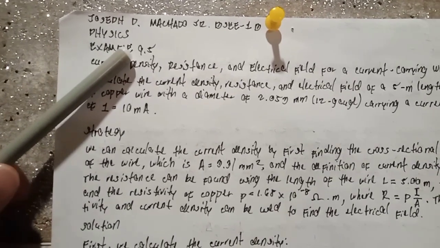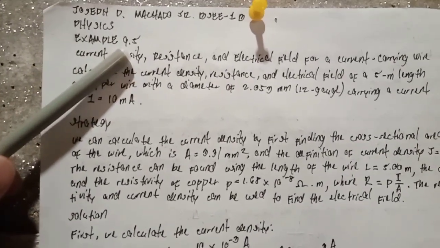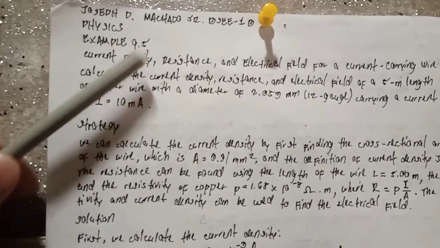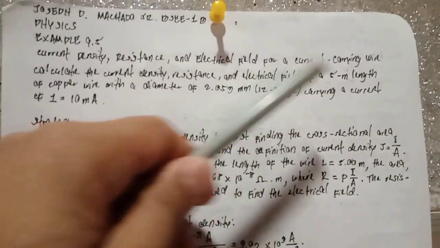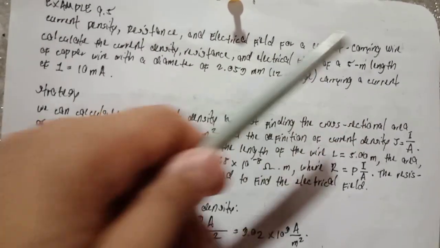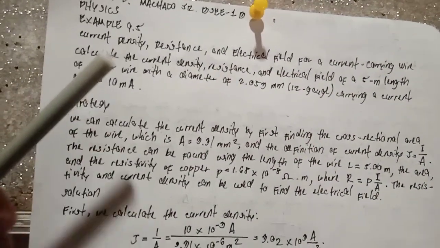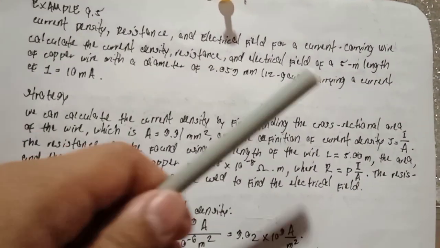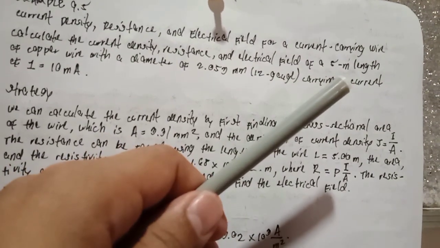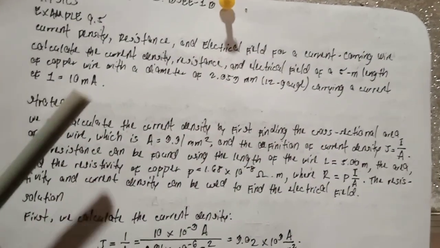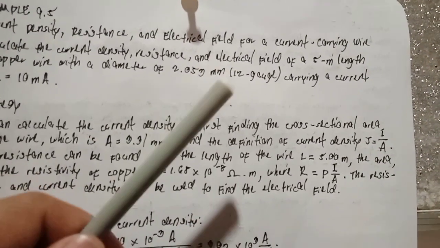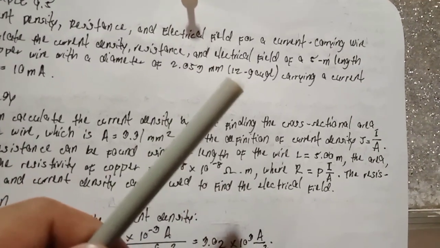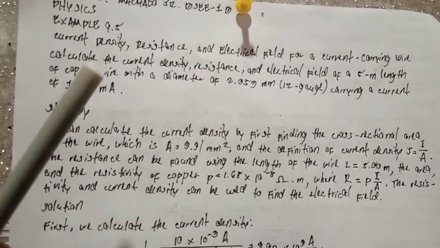Lecture 3, Electricity, Example 9.5. Current density, resistance, and electrical field for a current-carrying wire. Calculate the current density, resistance, and electrical field of a 5-meter length of copper wire with a diameter of 2.53 millimeters, or 12 gauge, carrying a current of I equals 10 milliamperes.